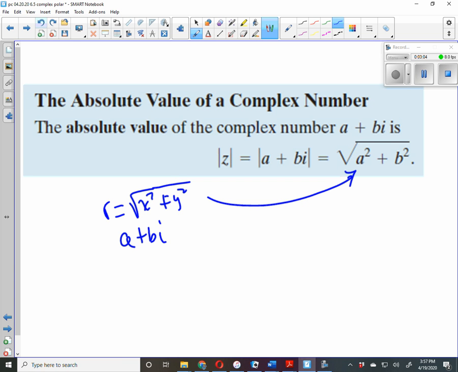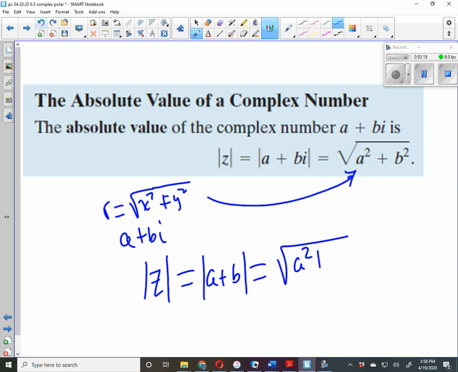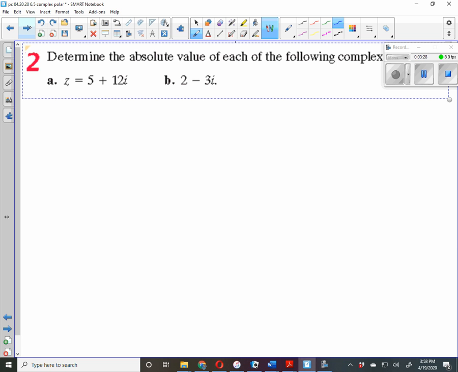So my radius or my z, my absolute value, is equal to the absolute value of a plus bi, which is just simply the square root of a squared plus b squared, and the i in this case is irrelevant. You kind of drop the i to calculate that. So I'm going to stop the video, I should say, you guys should stop the video and let you work these out on your own.